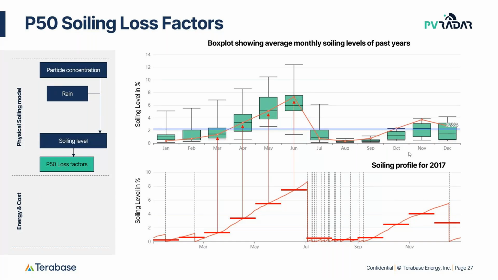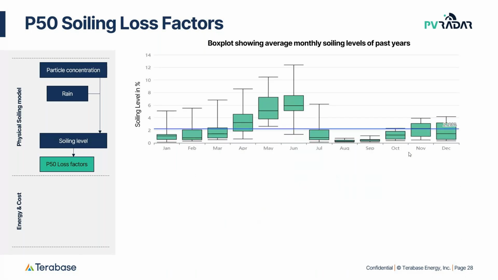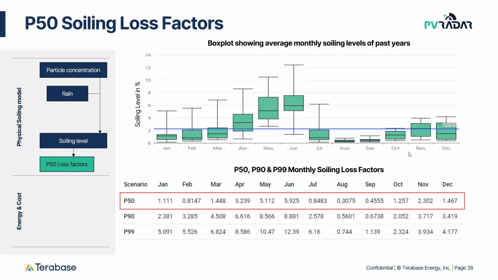So how to read this? If you look at the box plot for the month of June, it basically tells you that in the data set, there is at least 1 year where the average soiling level in June was just above 1%. There's another year where it was nearly 13%, and the median value is 6%. This median value is what the API calls the P50, or median value, of that box plot. And this is what is passed back through the API.